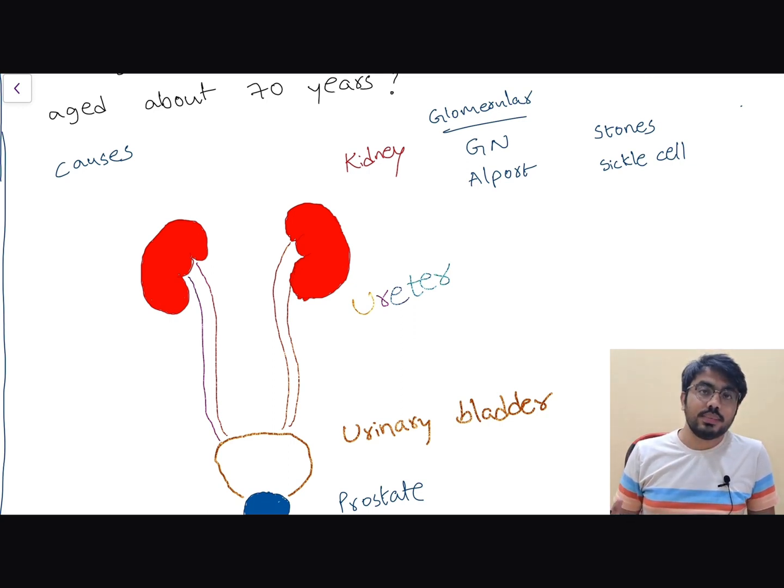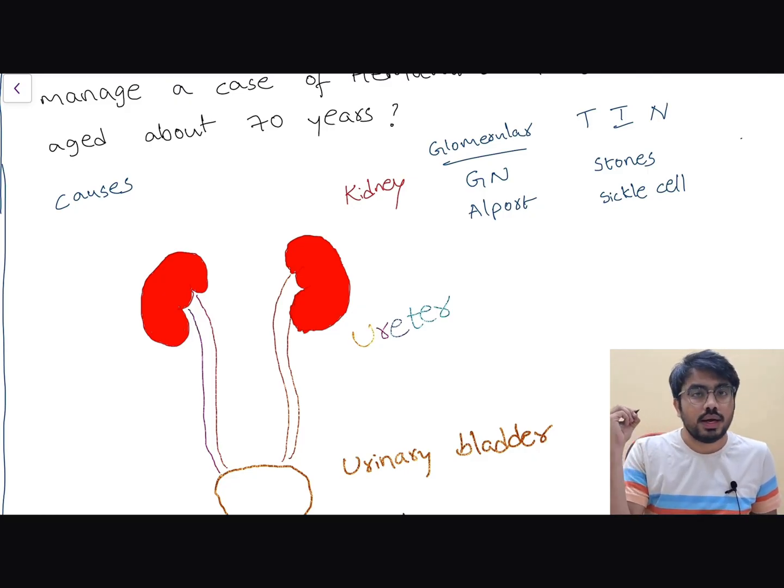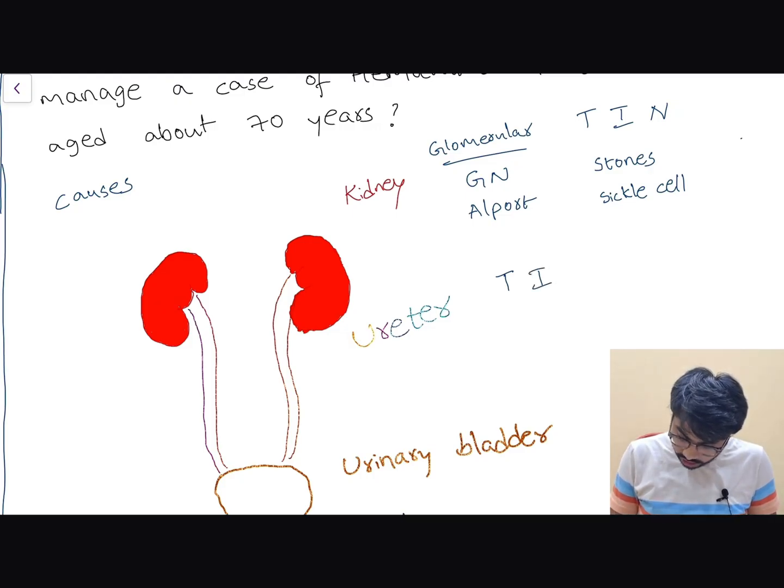Now, to remember in a better way, I am going to take TIN as a method to remember. What is TIN? Sorry, T does not mean tumor. T means trauma, I means infection, N means neoplasm. So trauma to the kidney or infection of the kidney or even neoplasm of the kidney can also cause hematuria. Now within the ureter also there can be ureteric trauma, there can be infection in the ureter. Even sometimes neoplasm also can cause this.